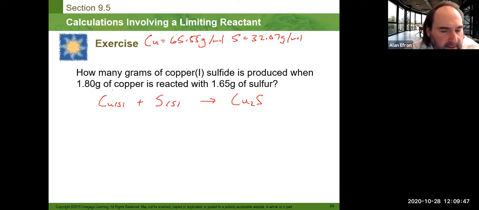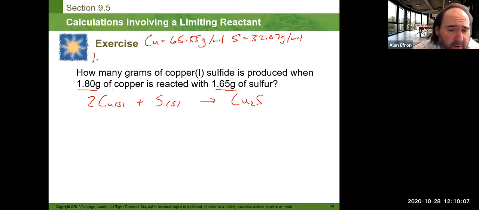Okay, so let's take a look. Same idea here. We want to make sure we have a balanced equation, so perhaps a 2 there would be good. We want to take what they gave us and convert it into moles. In this case, again, we're given the starting amounts of both reactants. So that is a key that this is a limiting reagent problem.